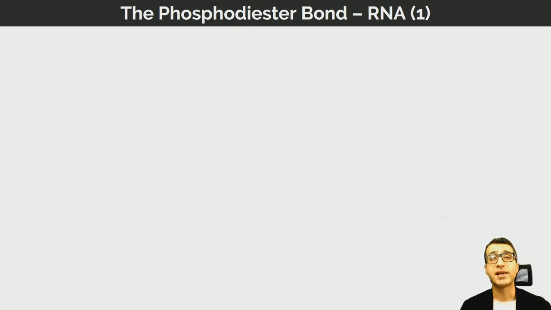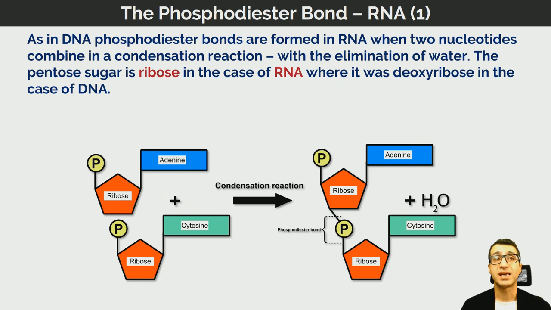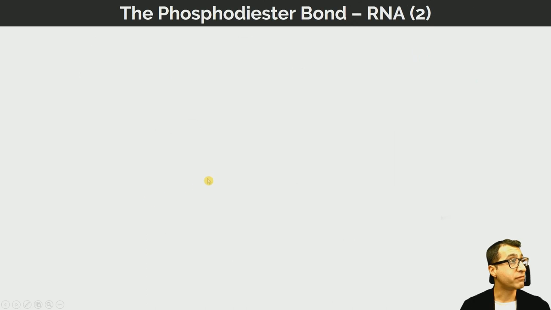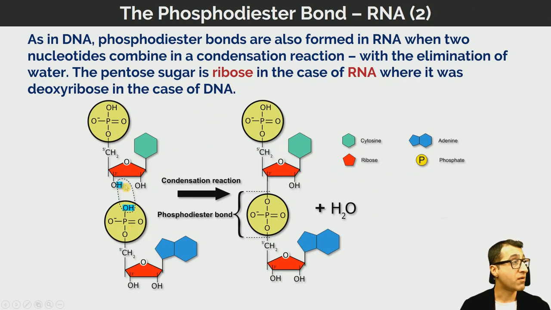Now, as in DNA, phosphodiester bonds are formed in RNA when two nucleotides combine in a condensation reaction, and again, this involves the elimination of water. Now, the pentose sugar in RNA is ribose, and again, it was deoxyribose in DNA. And so, in RNA, it's a very similar form of reaction. You have a bond being formed, which is called a phosphodiester bond, and the way that it works in RNA is very, very similar to the way that it works in DNA.